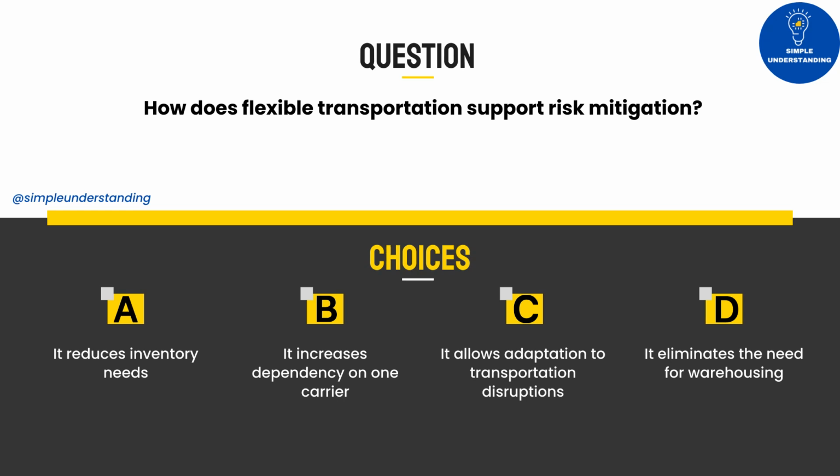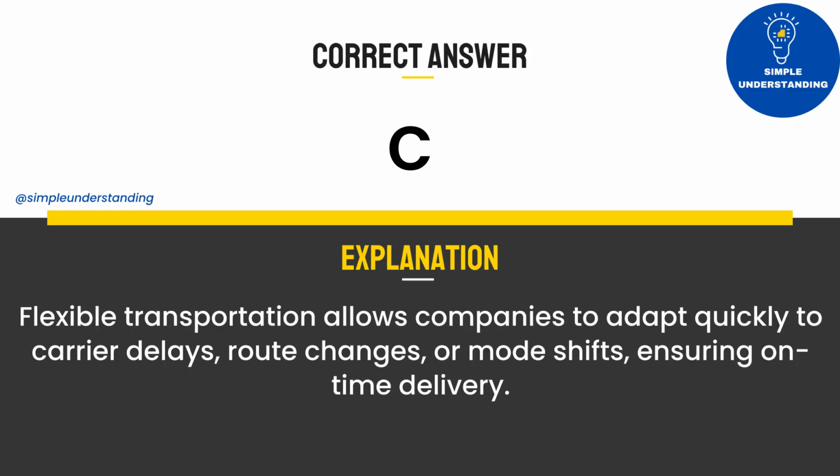6. How does flexible transportation support risk mitigation? A. It reduces inventory needs. B. It increases dependency on one carrier. C. It allows adaptation to transportation disruptions. D. It eliminates the need for warehousing. Correct answer, C. Explanation. Flexible transportation allows companies to adapt quickly to carrier delays, route changes, or mode shifts, ensuring on-time delivery.